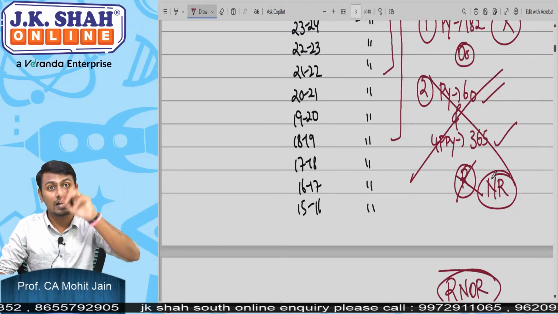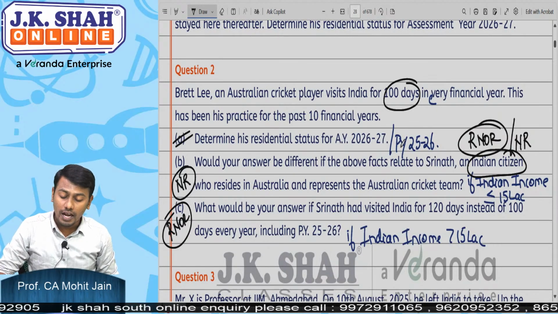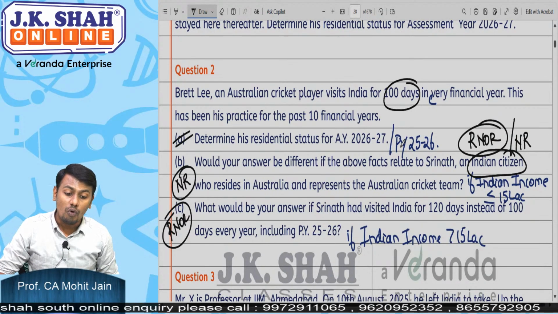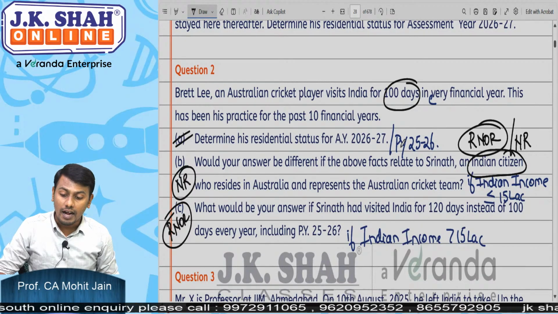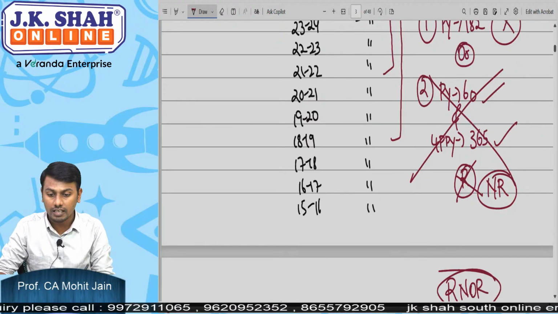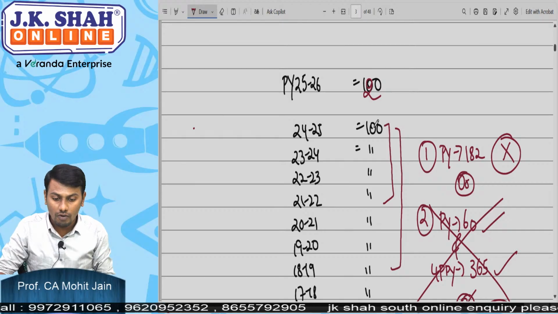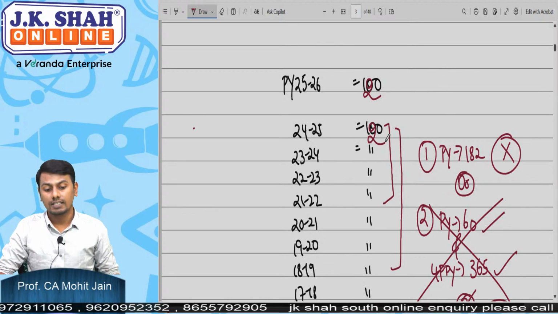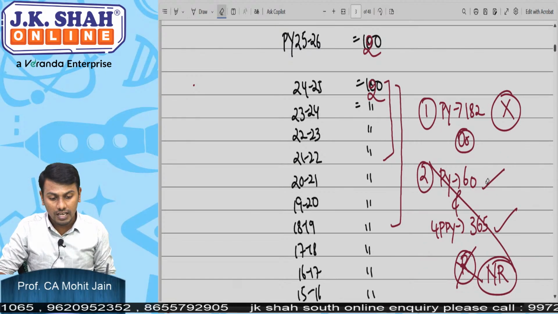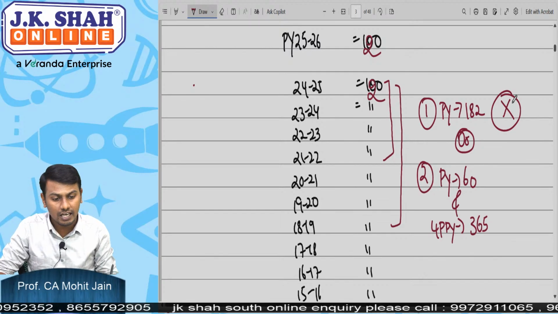But now see the third. What is the third question? Would your answer be different if Srinath had visited India for what? 120 days instead of what? 100 days, and his Indian income is what? More than 15 lakhs. So now what are they saying? He is staying in India for how many days, people? Now he is staying for what? 120 days. And now people, if he is staying in India for 120 days, is basic condition 1 satisfied?